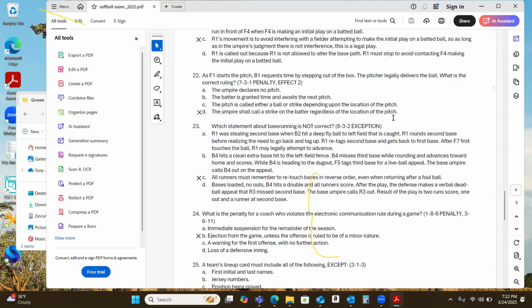the umpire shall call a strike on the batter regardless of the location of the pitch. All right, there you go. And make sure they're all the way out of the batter's box. Correct.